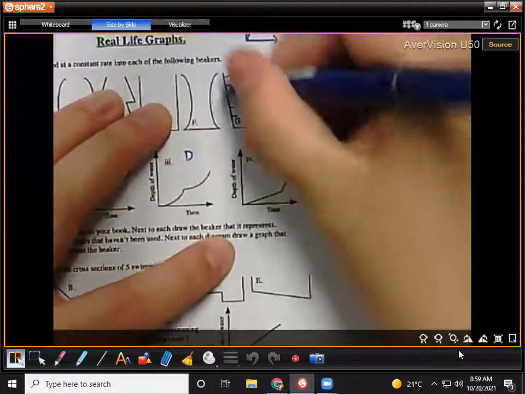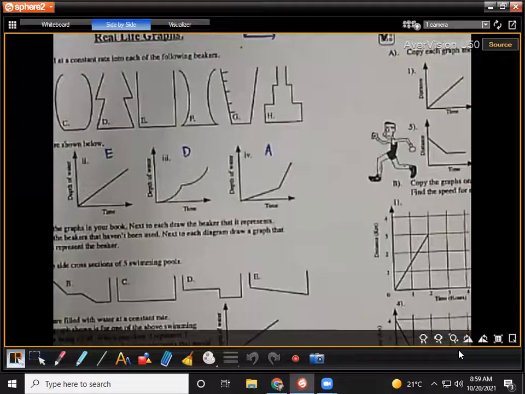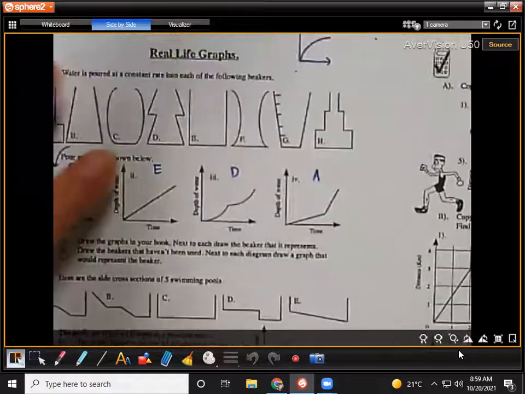Okay, let's look at G. I think, oh, this isn't the original. Sorry, I can't erase that. Just ignore those notches there. G, what's happening there?